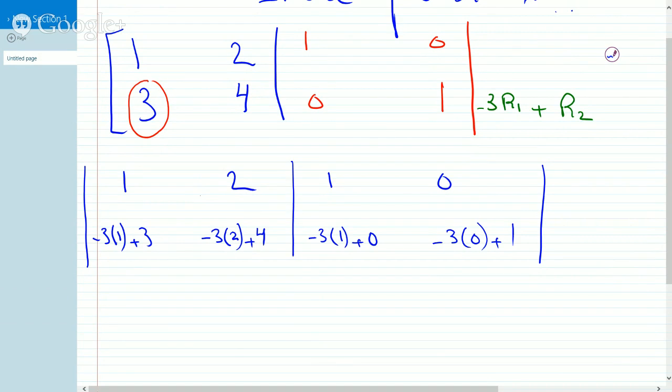This means you're multiplying row 1 by negative 3, and then adding it to row 2. And you are implementing that change on row 2.